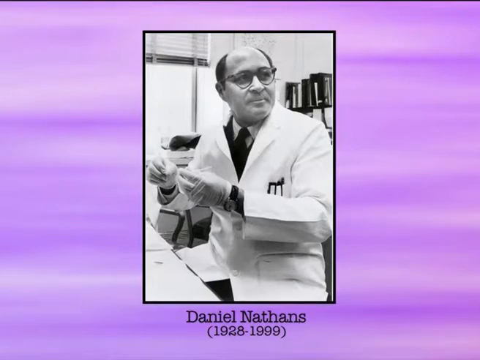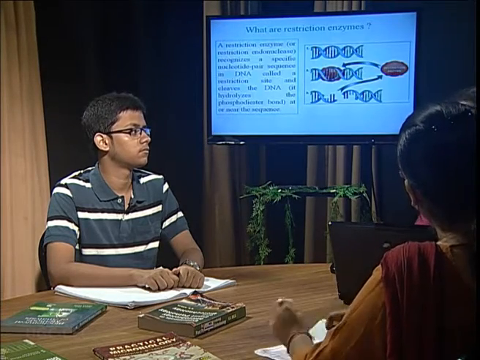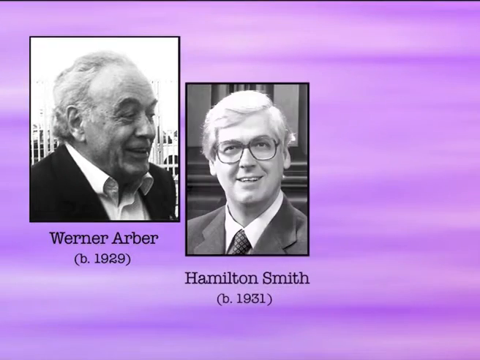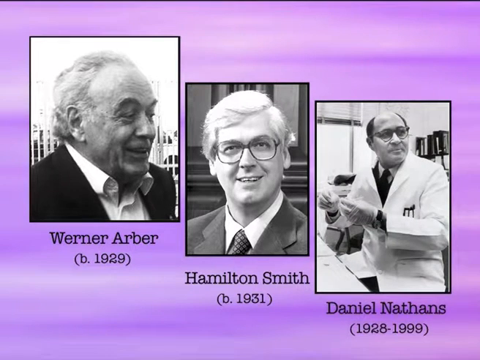Further on, Daniel Nathans worked with his enzyme and he also found that endonuclease R could cleave the simian virus 40 DNA into specific fragments. So, in this way, the first restriction enzymes were discovered. For this, the three scientists, Werner Arber, Hamilton Smith and Daniel Nathans, were awarded the Nobel Prize in physiology or medicine in the year 1970.